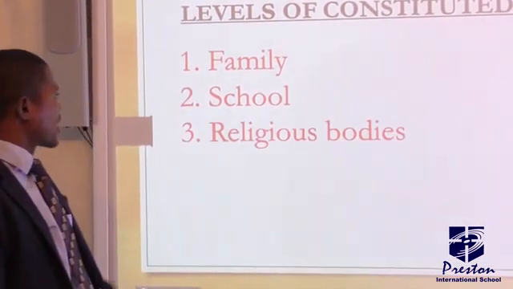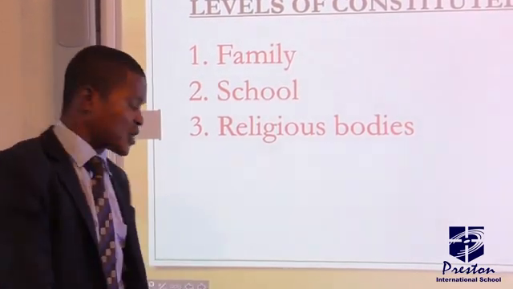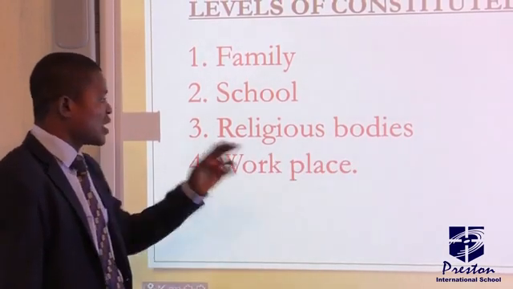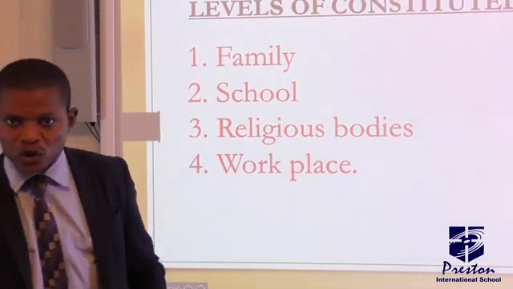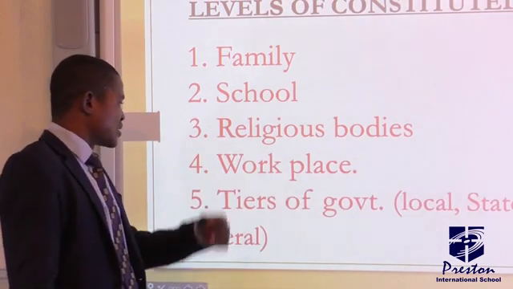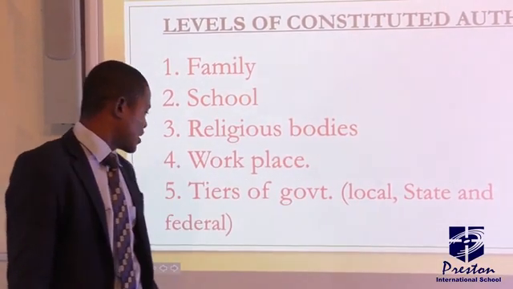Let's look at the third one. We have religious bodies, where we have the pastors, the imams, as the head of this level. And we move to the fourth one, the workplace, where you have the directors of a particular establishment. They are the head there. Then we'll now look at the last one, which is tiers of government. That is the local government, the state, and the federal.